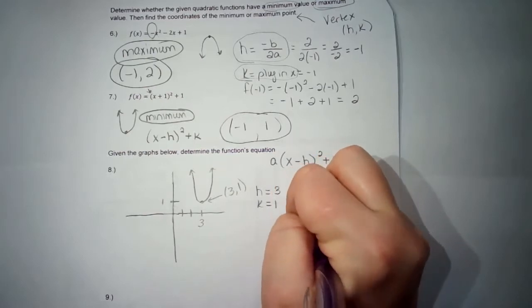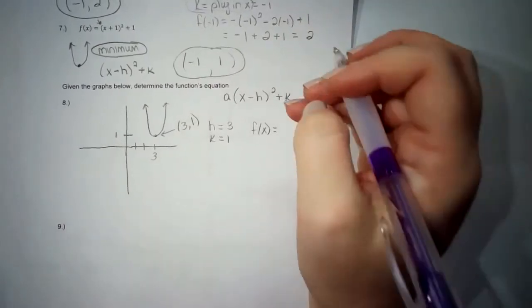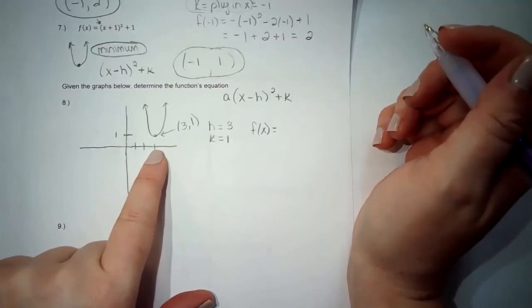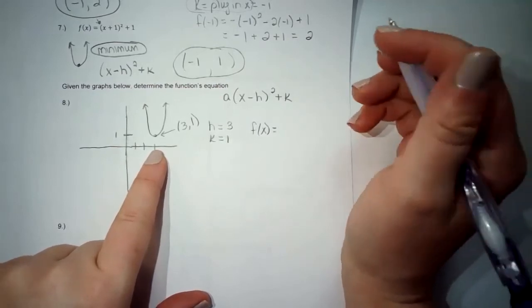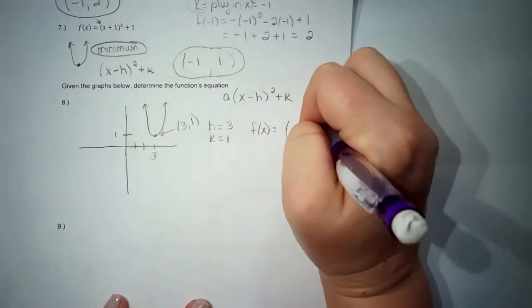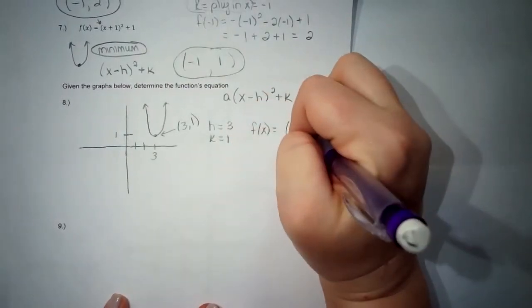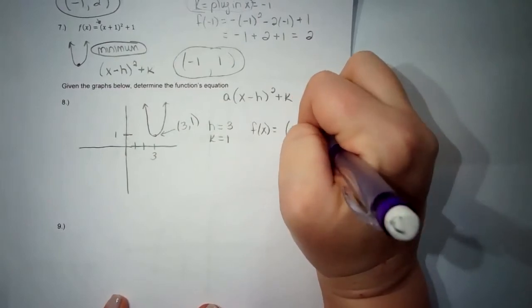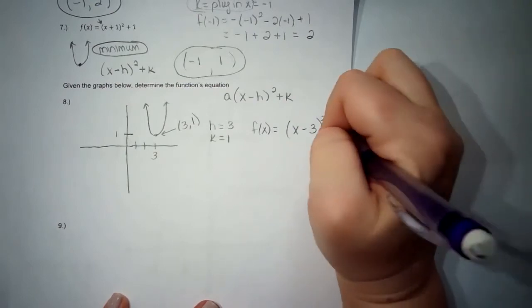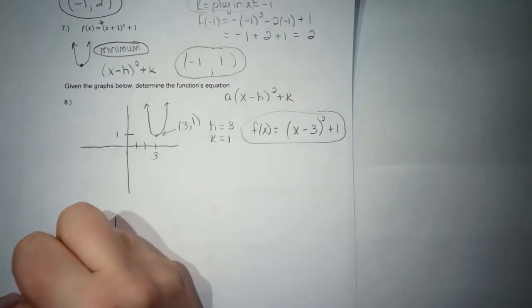So your equation, now you don't have to write f of x equals, but it's always nice, is going to be, what's my a going to be? Is it positive 1 or negative 1? Positive, because it's opening up. Now you don't have to write a 1, it's just understood, but if you want to write a 1, you can. Okay, then my h is 3, so am I going to have plus 3 or minus 3? Okay, and then my k is 1, so what am I going to have on the end? Perfect. Okay, all right, let's try another one.